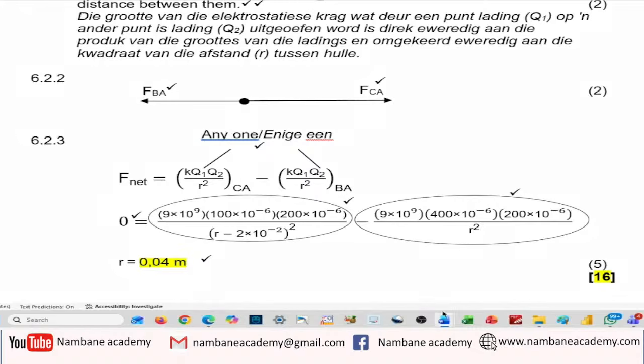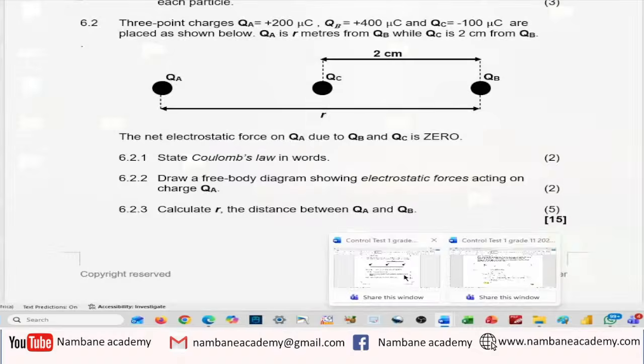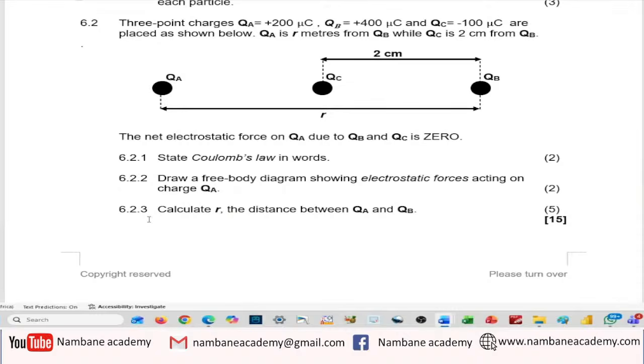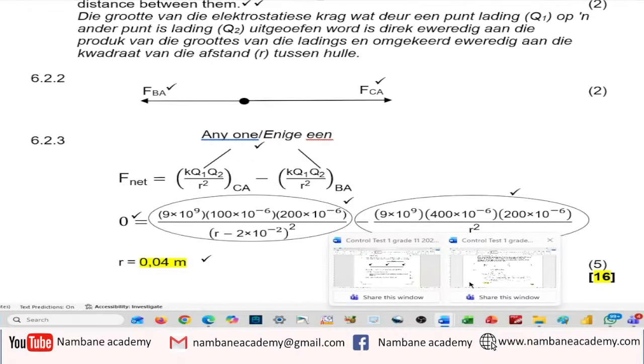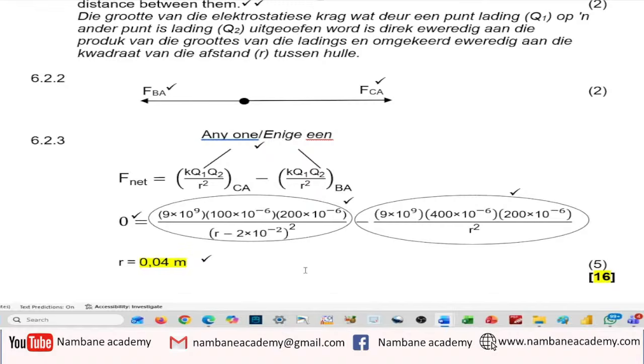All right. Then learners were asked to calculate R, which is the distance between charge A and charge B. Let us go through the memo on this one. So F net, remember learners were given that the F net on A is equal to 0. So we'll have F net being equal to, since they are acting in opposite directions, force of C on A. You can say plus here, it's okay, force of B on A.